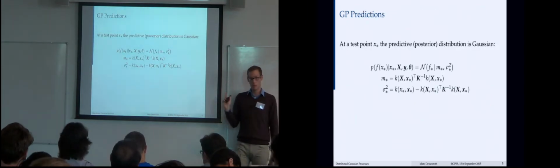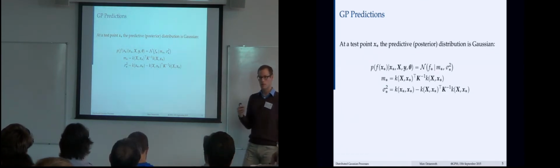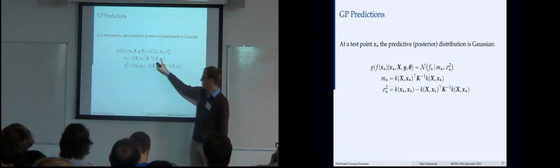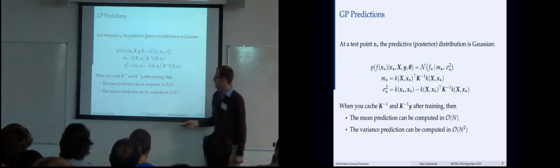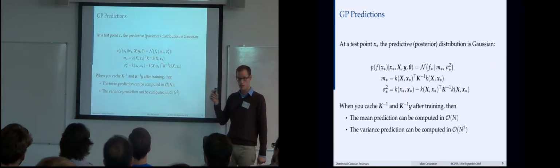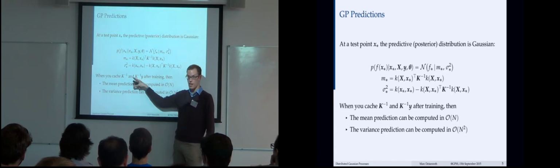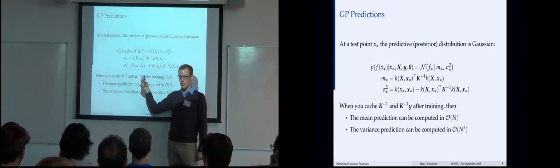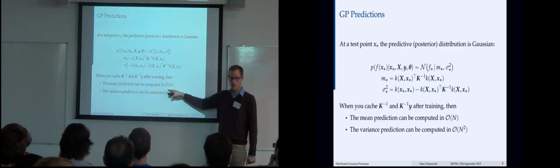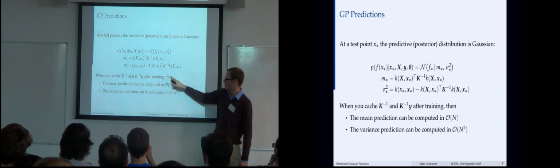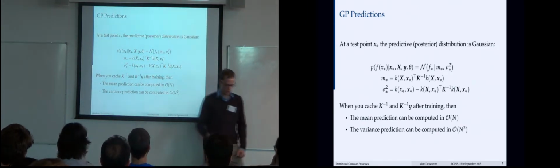Okay, when you do predictions at a particular test point, this predictive posterior distribution is Gaussian, and the equations for the mean and the variance are given here. Here the computational complexity is a bit smaller, because now you can cache K inverse and K inverse times Y, because they never change as long as you don't add more training points. Then the mean prediction can be computed in O of n, so it's linear in the number of data points, because this is just, sorry, this should be Y. This is a typo. Let me just quickly fix this.